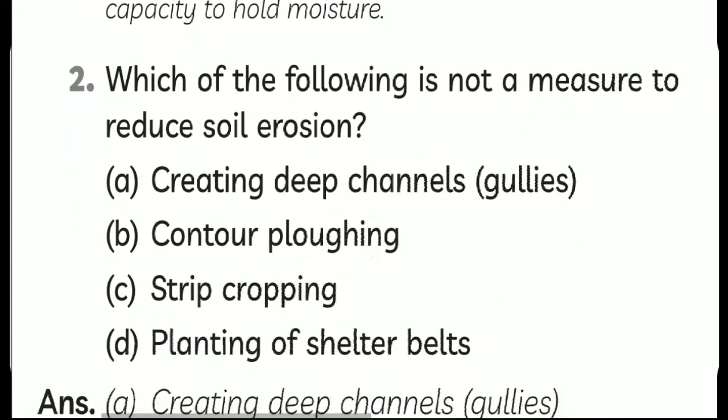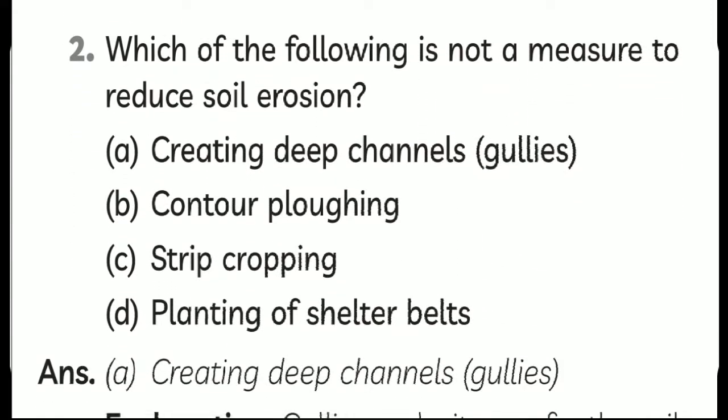Now the next question is, which of the following is not a measure to reduce soil erosion? Your options are A. creating deep channels, gullies, B. contour plowing, C. strip cropping, D. planting of shelter belts. And your answer will be creating deep channels.